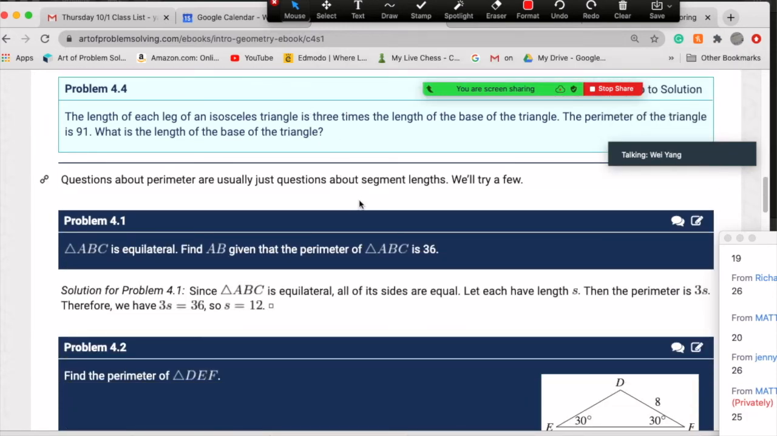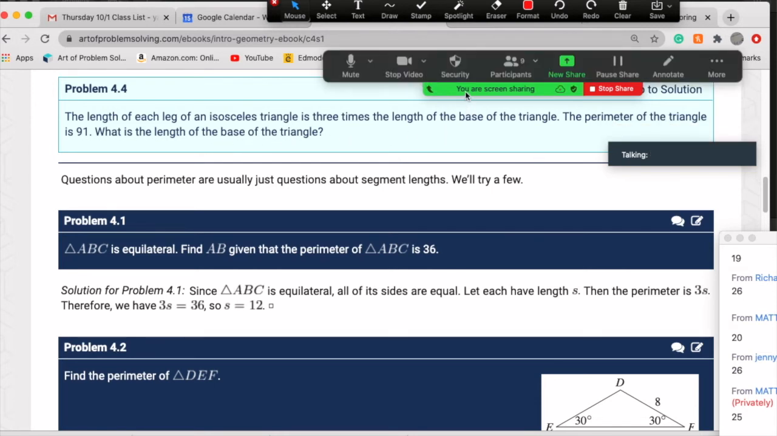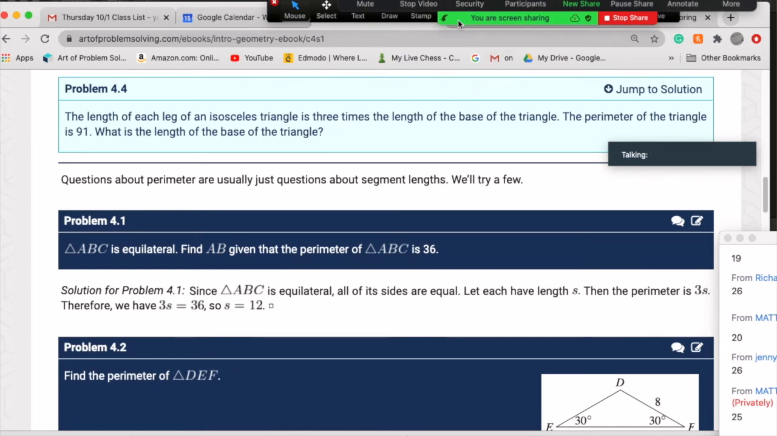See, this problem said the length of each leg of an isosceles triangle is 3 times the length of the base of the triangle. The perimeter of the triangle is 91. Then they ask you, what is the length of the base of the triangle? Everybody do this. Now let's see who can get this one correct.